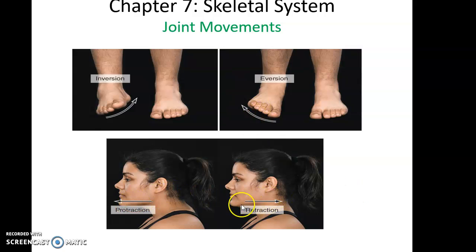Then we also have protraction, retraction. Protraction is when you move a bone anteriorly. So we can do this with the mandible, protract it, stick it out, and then retraction is pulling it back posteriorly. So you can protract and retract the mandible. You also can protract and retract the pectoral girdle.